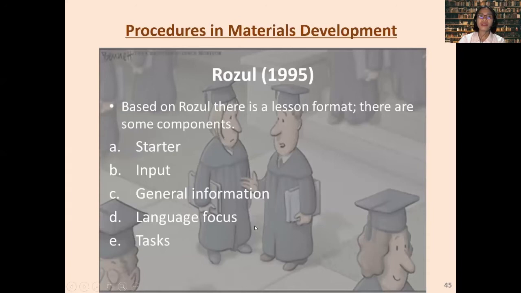And then we do have here procedures in materials development. So Zul in 1995, based on Ruzul, there is a lesson format that we can definitely make use of.